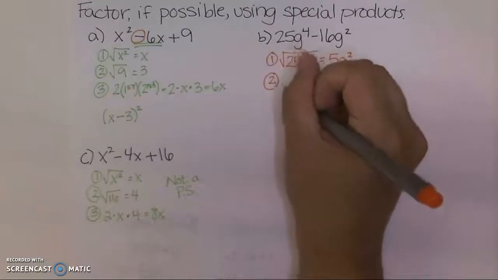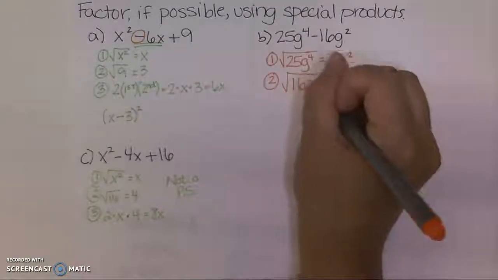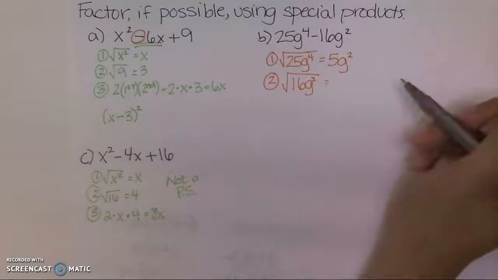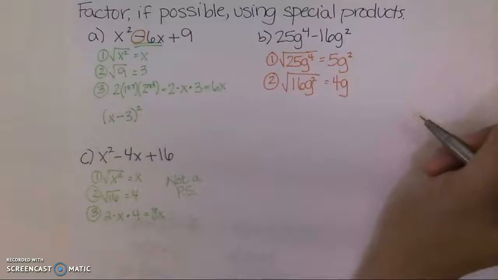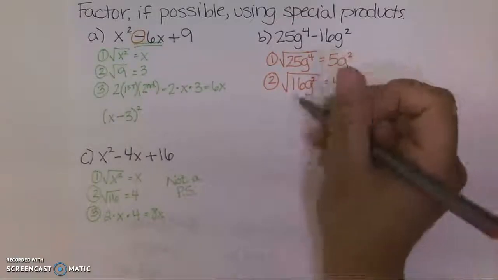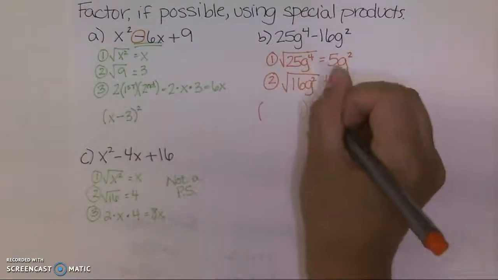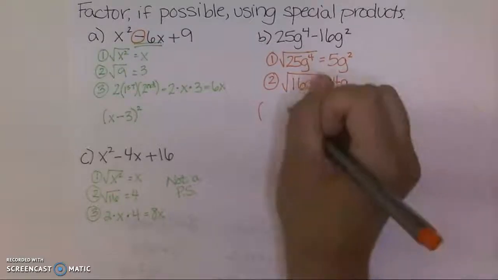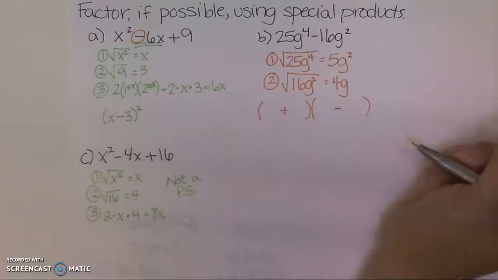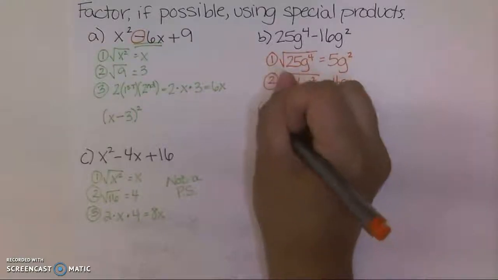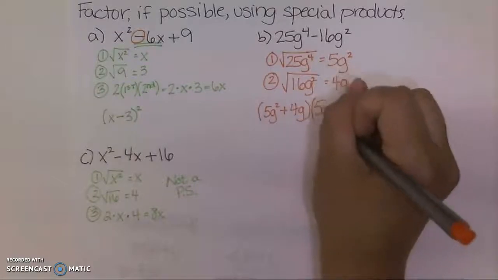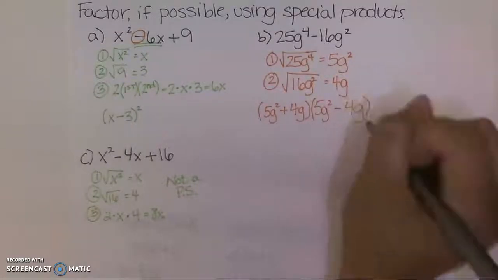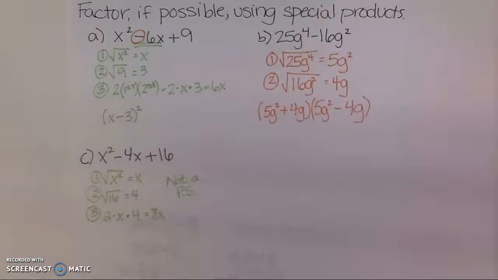Then we take the square root of 16g squared. So the square root of 16 is 4. The square root of g squared is g. So now that I can do that, I can fill in my two binomials. Remember, for difference of squares, one is a plus and one is a minus. So 5g squared plus 4g, 5g squared minus 4g. And there you go. You factored using special products.